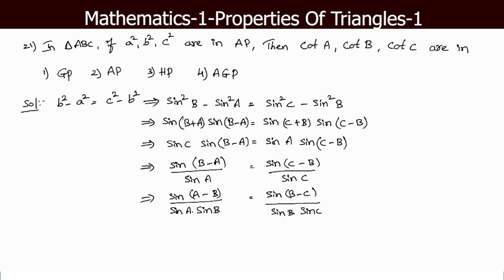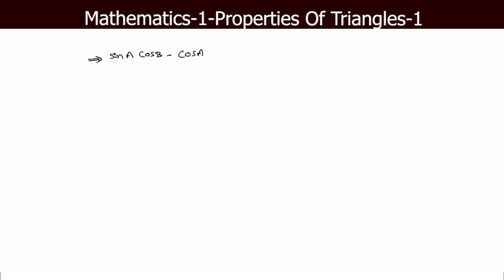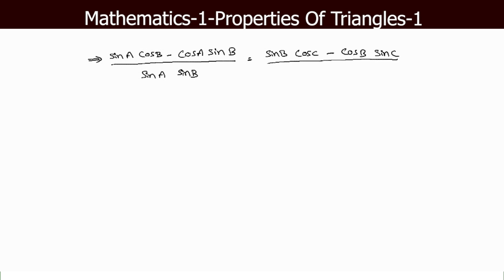So, that is sin(a minus b) by sin a sin b is equal to sin(b minus c) by sin b sin c. Now expand it: sin a cos b minus cos a sin b by sin a sin b is equal to sin b cos c minus cos b sin c by sin b sin c, which shows that cot b minus cot a is equal to cot c minus cot b, or 2 cot b is equal to cot c plus cot a. So, cot a, cot b, cot c are in AP.